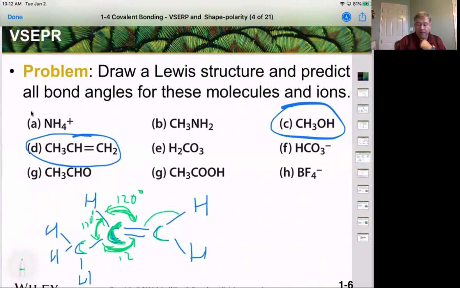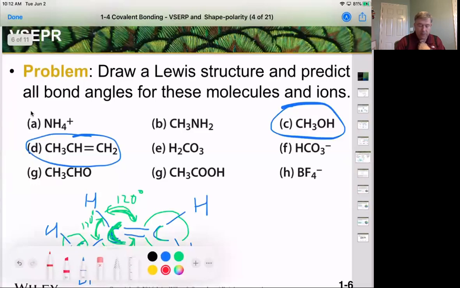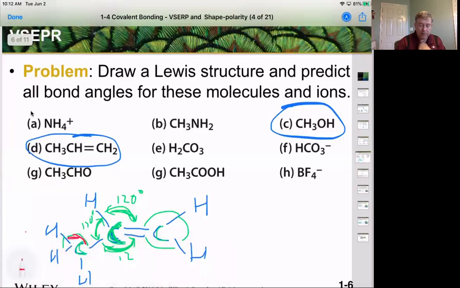Over here, we're going to have approximately 120 degrees in all of these angles here. And this carbon right here has 4 different things bonded to it. So we're going to predict that each of these angles over here, and I'm going to change that to red so we can look at these, are actually going to be at 109.5 angles. These over here are going to be approximately 109.5, where all the others are going to be approximately 120. Okay, so that is the first one there.